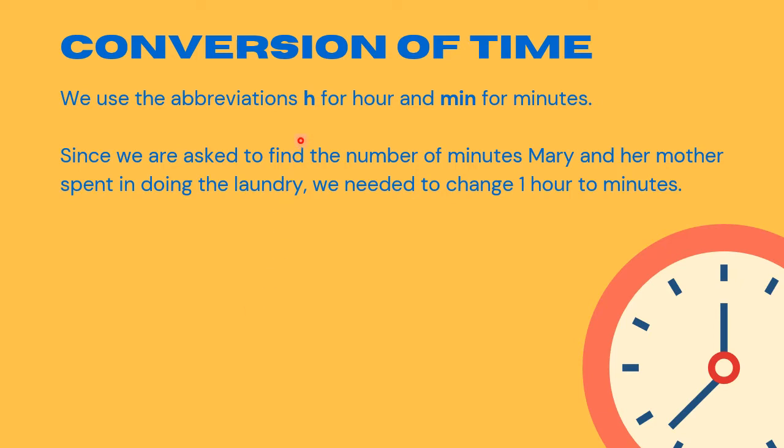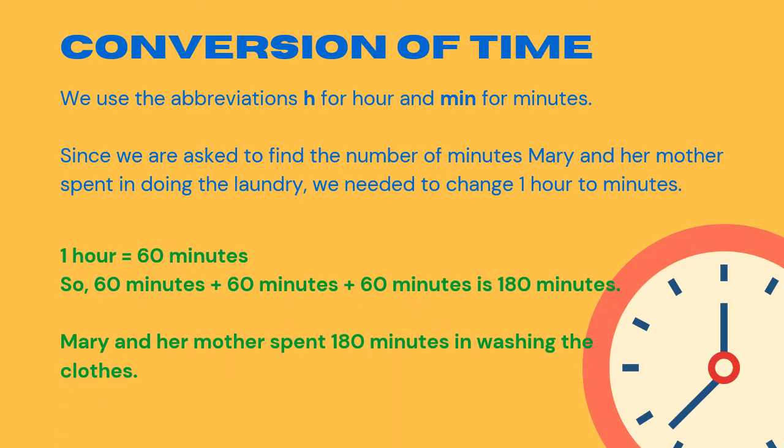Remember that we use the abbreviation h for hour and min for minutes. Since we are asked to find the number of minutes Mary and her mother spent in doing the laundry, we need to change 1 hour to minutes. 1 hour is equal to 60 minutes. So, 60 minutes plus 60 minutes plus another 60 minutes is equal to 180 minutes. Mary and her mother spent 180 minutes in washing the clothes.